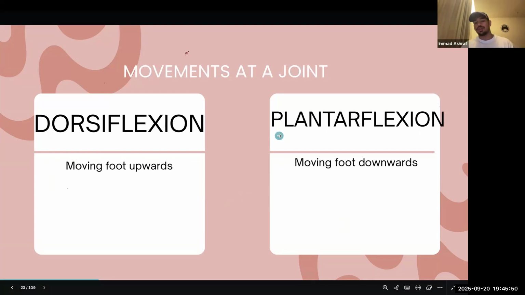Oh, wait, there's another movement. Okay, this one's really easy. Dorsiflexion and plantar flexion. Dorsiflexion is moving, this is my foot, right? I do this, I'll move my foot upwards. That's dorsiflexion. But if I were to move my foot downwards, that's plantar flexion.